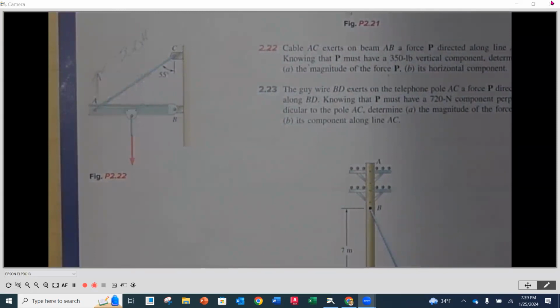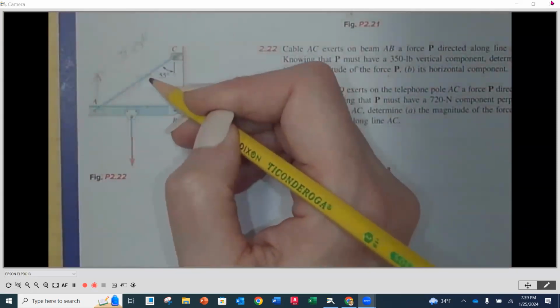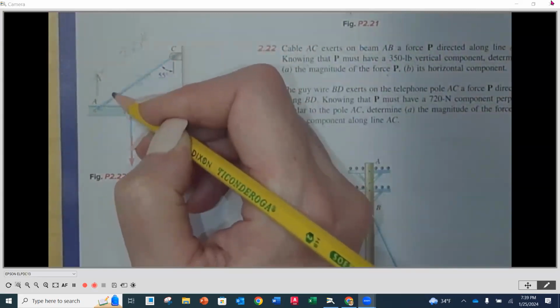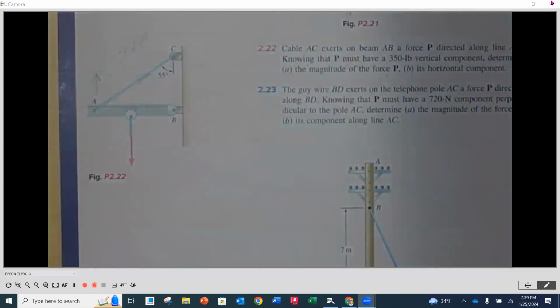All right. So for this one, they're giving you the angle of 55. So that would be this angle here. So then you can determine what that angle would be, right? Okay, so that's that problem. That's number 22. Let's look at number 26.